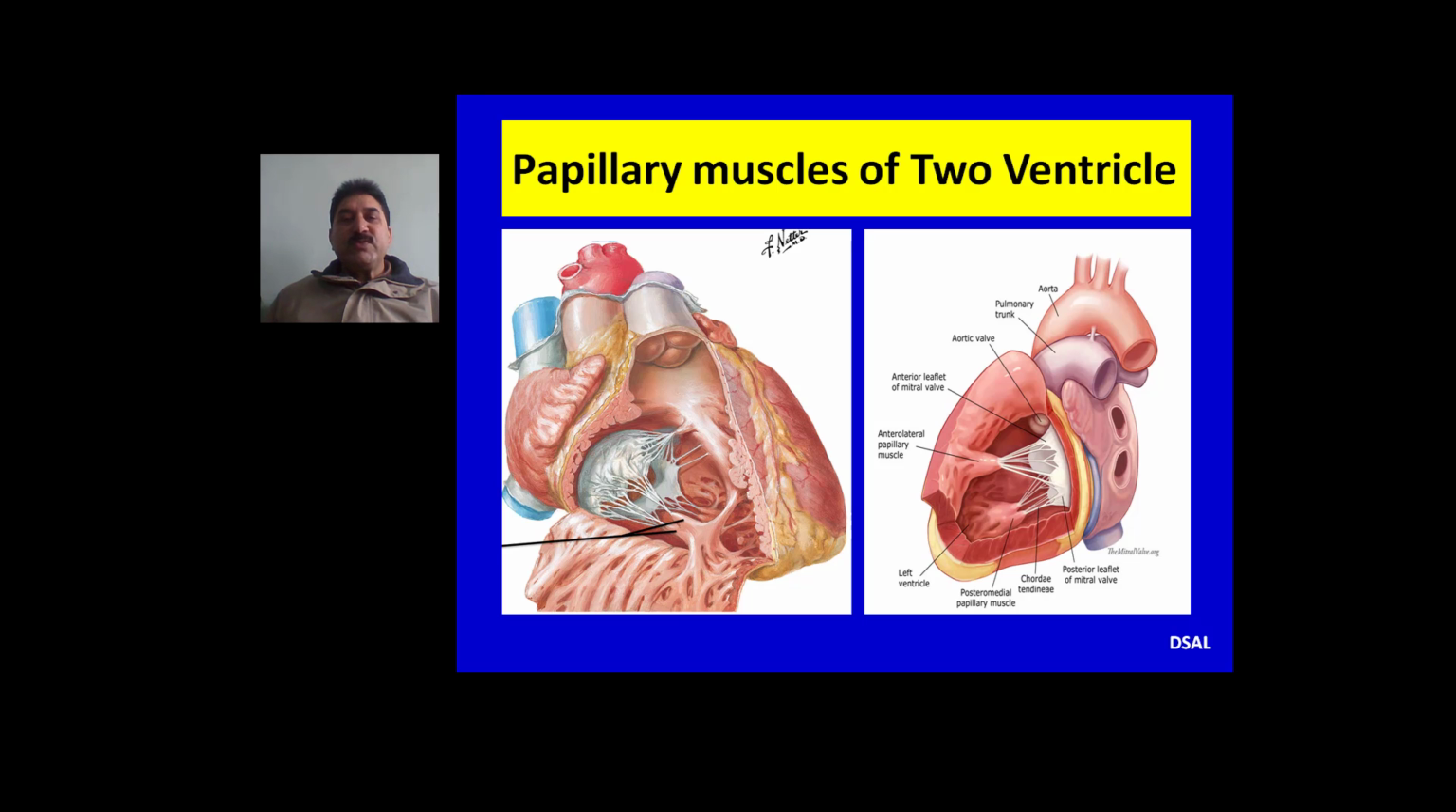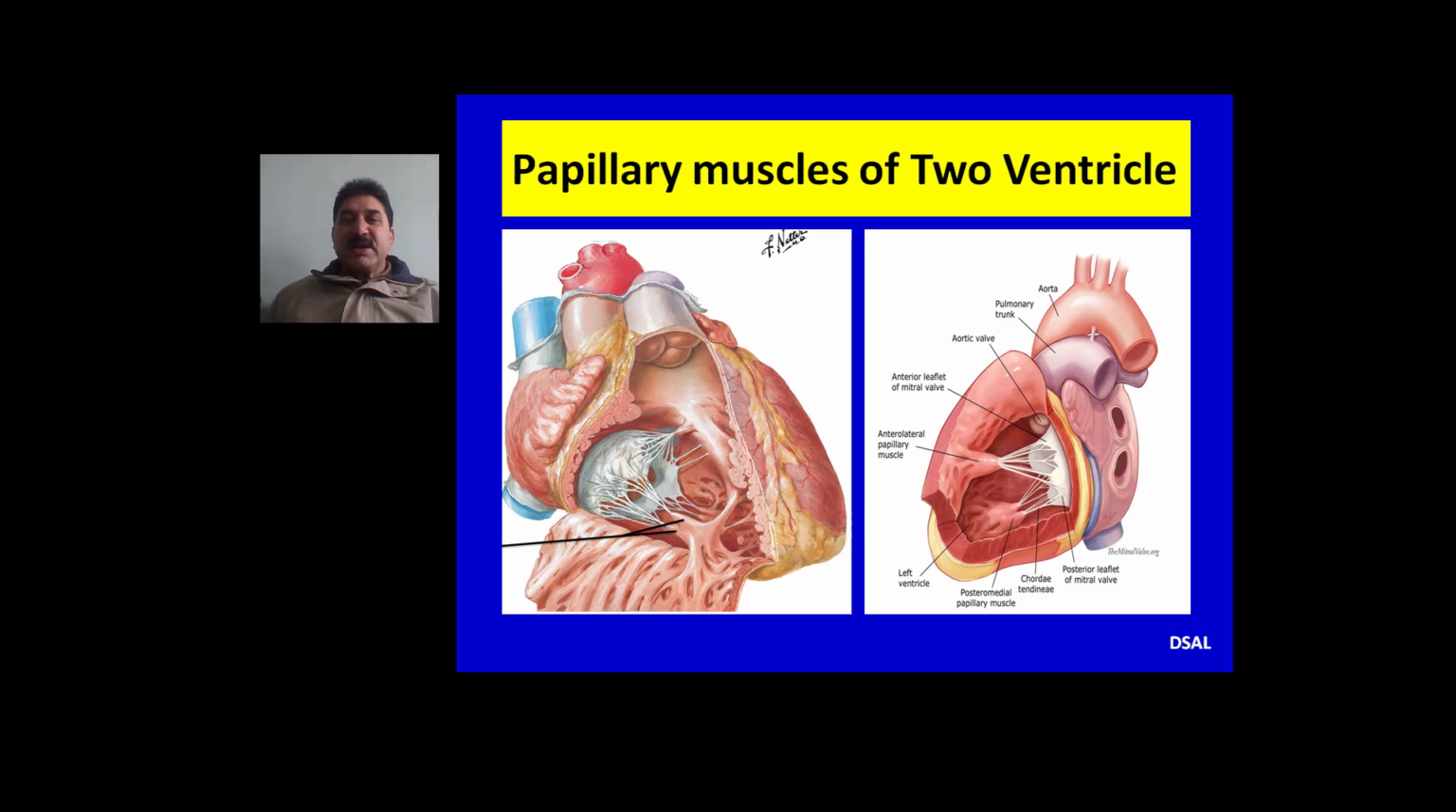Papillary muscles of the two ventricles. As already said, in right ventricle there are 3 papillary muscles. They are named anterior, posterior, and septal. The apices of these papillary muscles are attached to the free margin of tricuspid valve by means of chordae tendineae. In contrast, for mitral valve, there are only 2 papillary muscles, anterior and posterior, in the left ventricle. But these papillary muscles are well developed as compared to the papillary muscles of the right ventricle.